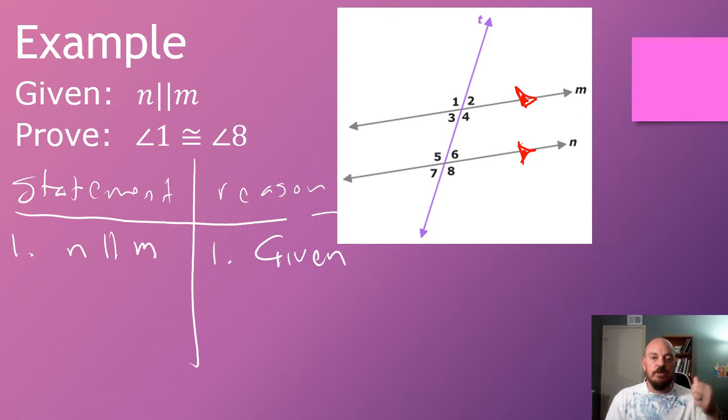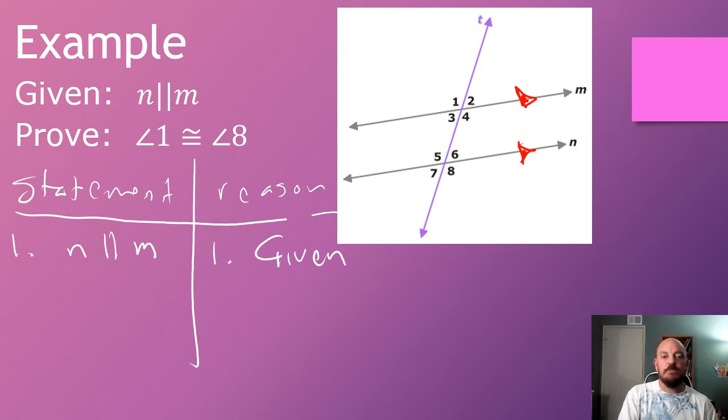If I look at my picture, I could say that 1 and 5 are congruent because they're corresponding angles. We just learned that. Then I could say 5 and 8 are congruent because they are vertical angles. We learned that a couple modules ago. Now if 1 is the same as 5 and 5 is the same as 8, then 1 is the same as 8. That's the transitive property, which we talked about, and I told you was a real important one. You guys are going to use it a lot. So I think I have my plan.